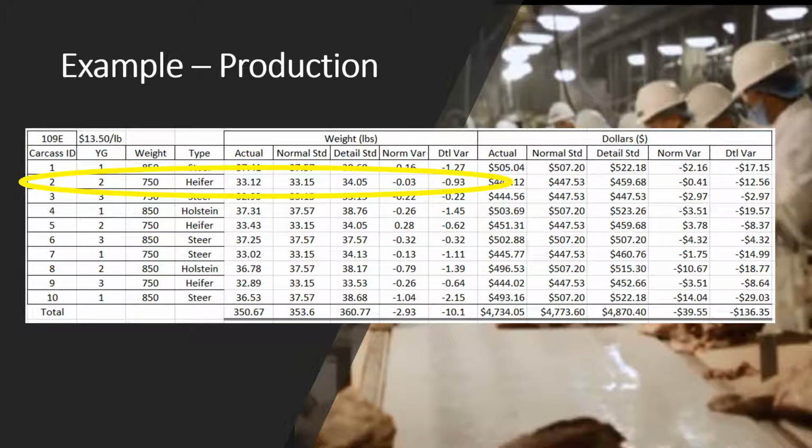If we look at carcass number 2, which is a yield grade 2 heifer carcass, heifers have a little bit different performance than steers. The actual in this case was 33.12. The normal standard had been 33.15. But we should have had a detailed standard of about 34.05, because this is a yield grade 2 heifer, not a yield grade 3 steer. With a normal variance, we're only out by 41 cents, but the detailed variance, which accounts for the fact that we're talking about a yield grade 2 heifer, not a yield grade 3 steer, is almost $13.